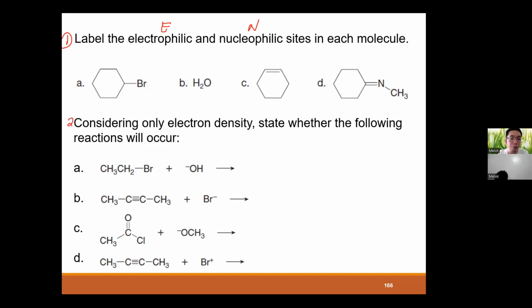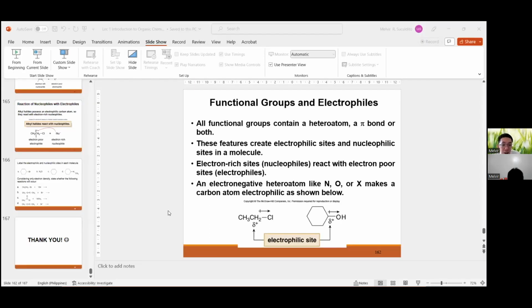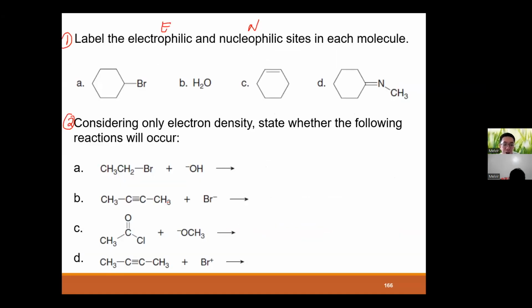That's for number 1. For number 2, considering the electron density, state whether the following reactions will occur. You only say whether the reaction will occur or not, because some may not be possible at all. I'll give you 2-3 minutes so we can discuss the answers. For number 1, label the electrophilic and nucleophilic sites. For number 2, predict the reaction. Some answers may be NR, no reaction, because it may not be able to substitute, or no reaction may happen at all. We'll see.